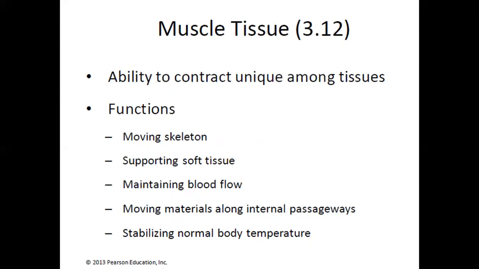Muscle also moves materials along internal passageways. There's a type of muscle called smooth muscle that lines the digestive system organs. Remember that multiple tissues make up a single organ. So in the digestive system organs, like the small and the large intestine, there's an innermost layer of epithelial tissue, and then behind that layer there's a layer of connective tissue, and then behind that layer there's a layer of muscle.